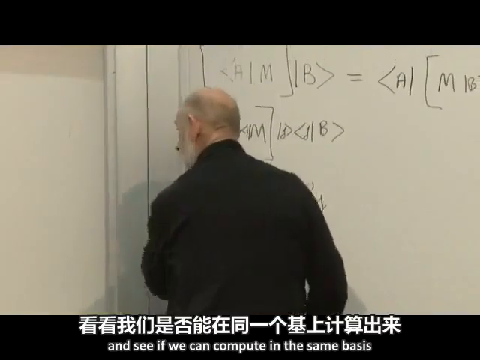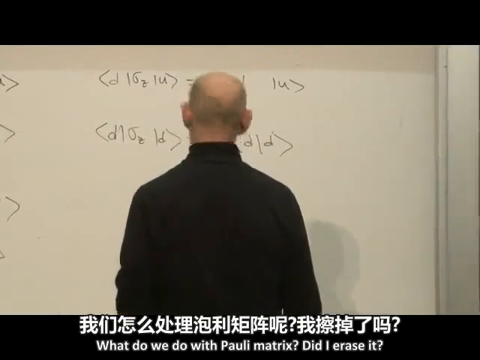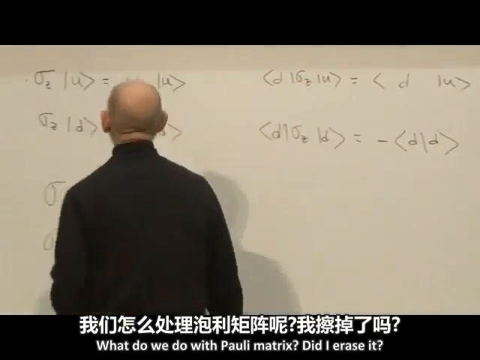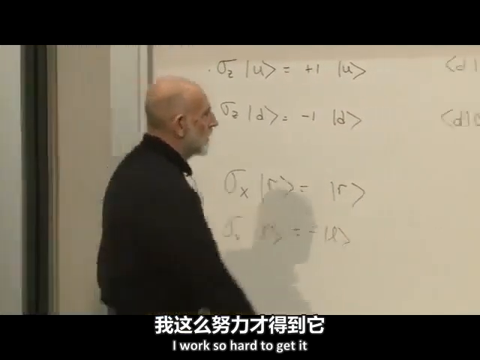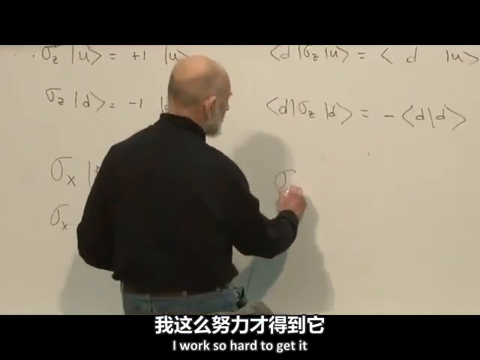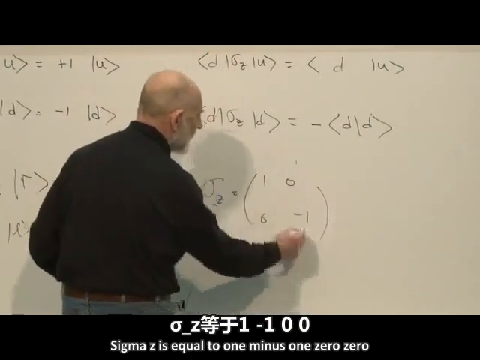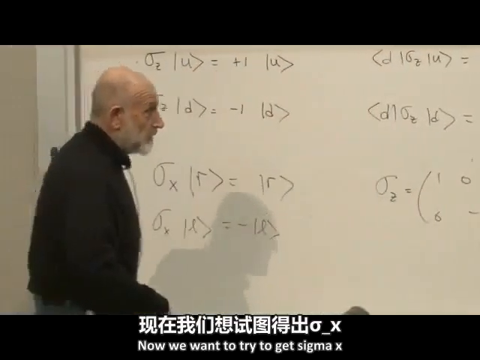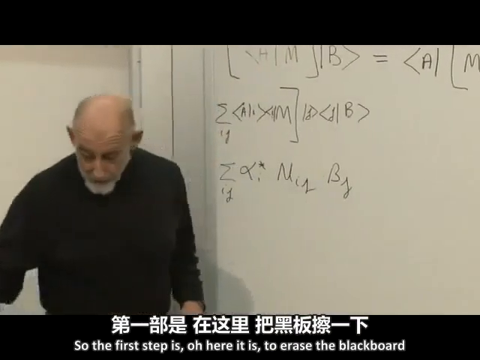and see if we can compute in the same basis. What did I do with the Pauli matrix? Did I erase it? I worked so hard to get it. Sigma z is equal to 1, 0, 0, minus 1. Now we want to try to get sigma x. So the first step is erase the blackboard.